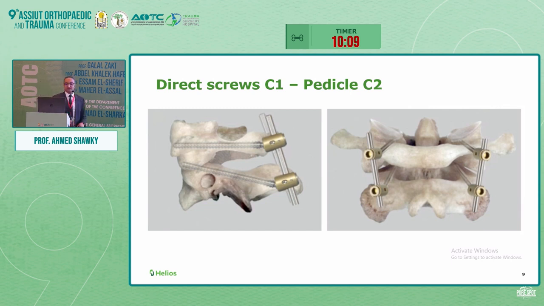This is the direct screws, C1-2 pedicle screws. As I mentioned, we tend to use bicortical screws at C1, and for C2 fixation, the described Goel-Harms technique uses pedicle screws. However, as I mentioned, we have different options of fixation in C2.